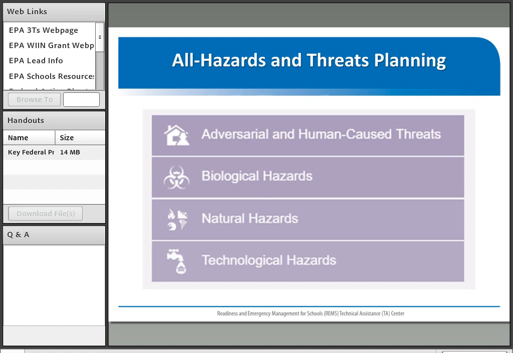Comprehensive planning takes into account a wide range of possible threats and hazards that might impact the school and its community. So we need to be considering all of these hazards and threats throughout the planning process, and we want to be addressing the safety and security of everyone and their needs before, during, and after an incident. This includes these four categories: adversarial and human-caused threats, biological hazards, natural hazards, and technological hazards.